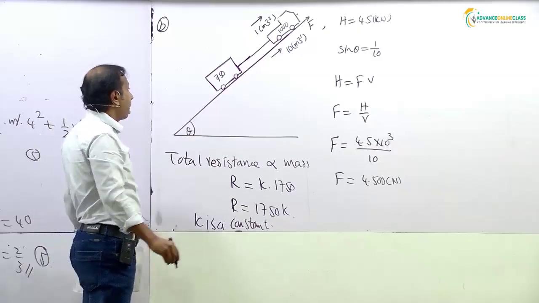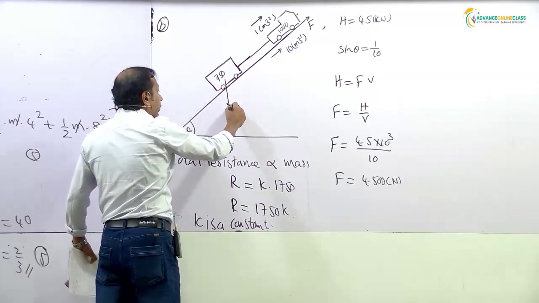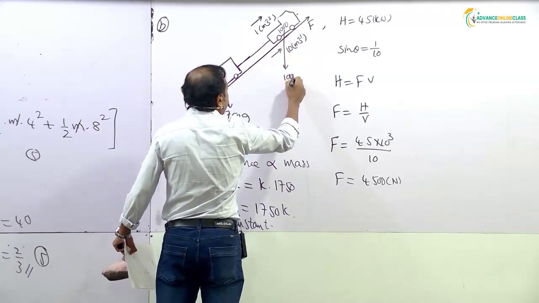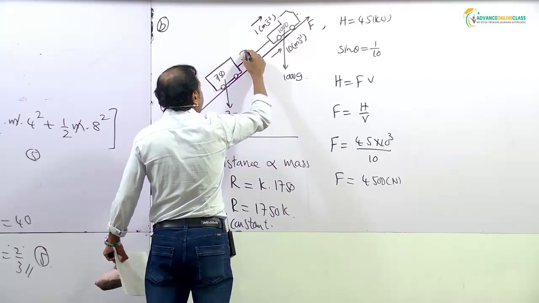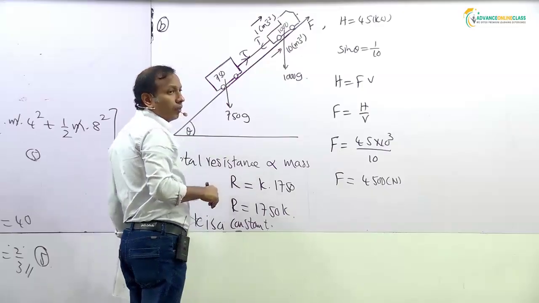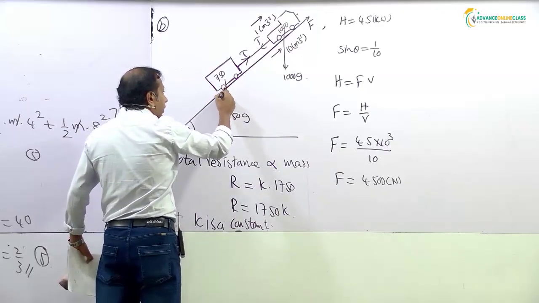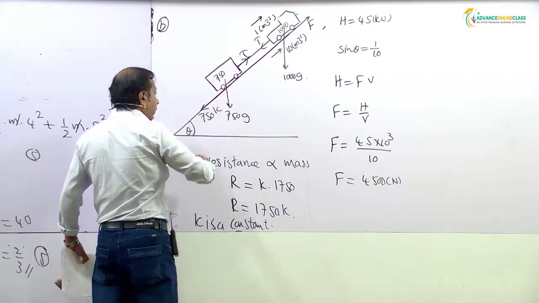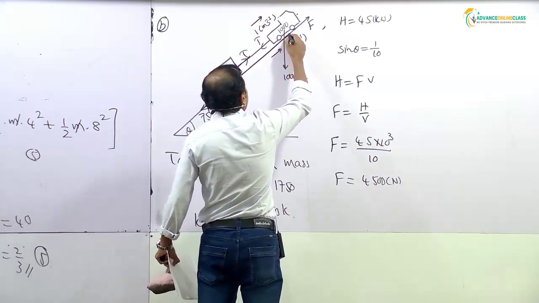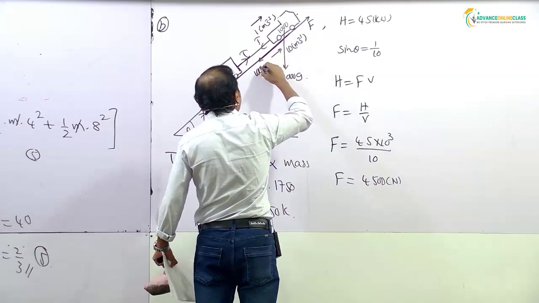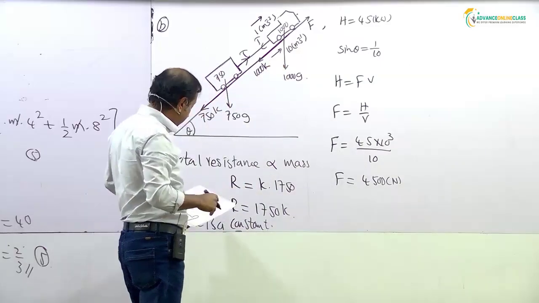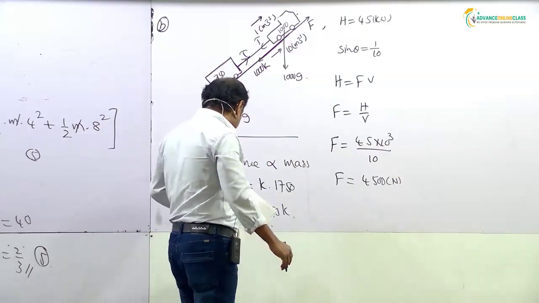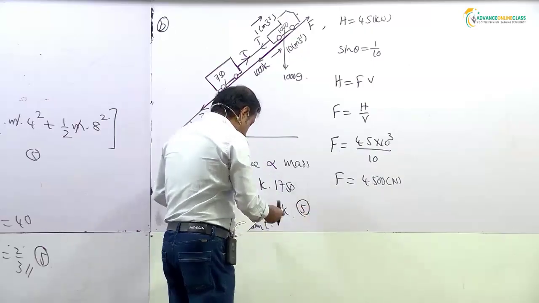Now this way we have 750 g, 1000 g, and here tension T. What is the resistance here? Force, mass is 750, so 750 K. Here, 1000 K. Now we apply. Marks are coming like this, for this 5 marks.